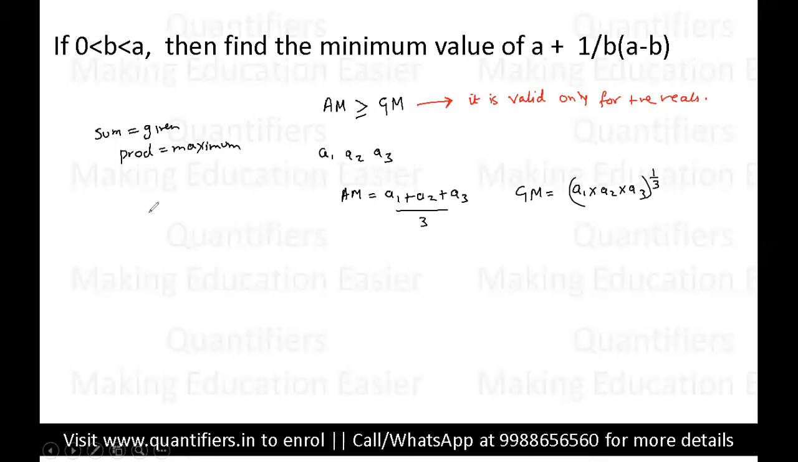And the other possibility is they might give you the product of variables, and students now they will ask you the sum, and definitely the sum asked will be minimum. Okay, I'll repeat once again. If the sum is given, then the maximum product will be asked. And if the product is given, then definitely the minimum sum will be asked. So these are the basics which you should know: how to apply AM/GM and when to apply AM/GM.